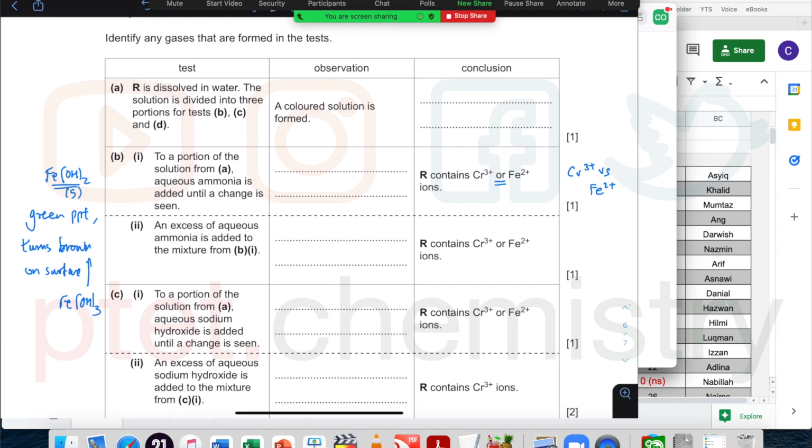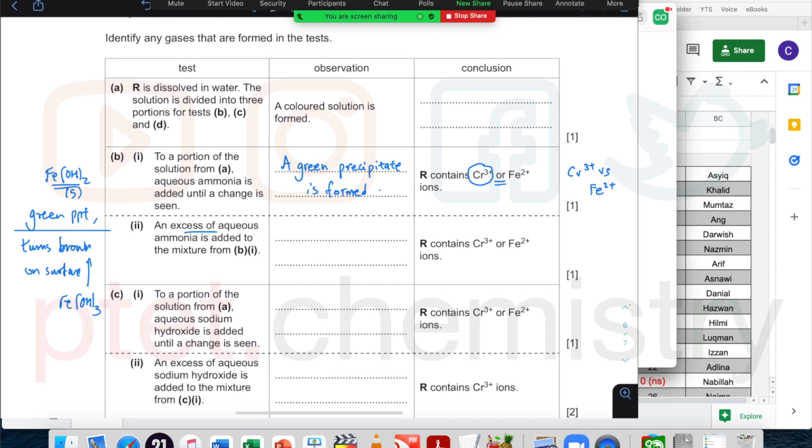However, chromium 3 plus does not give you that result. That is just something you do in practical study. But here you want to prove that it could be this or this. So you do not put in the second result because that would invalidate. That would mean that you rule out one thing. But here your conclusion, you don't know. This student says he or she does not know if it's iron 2 plus or chromium 3 plus. So you have to write down a green precipitate forms, a green precipitate is formed, something like that, okay? Whether you write down forms or is formed is fine.